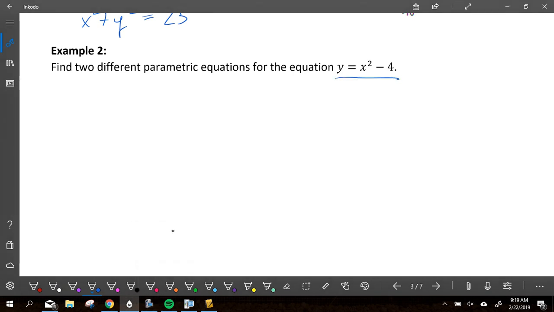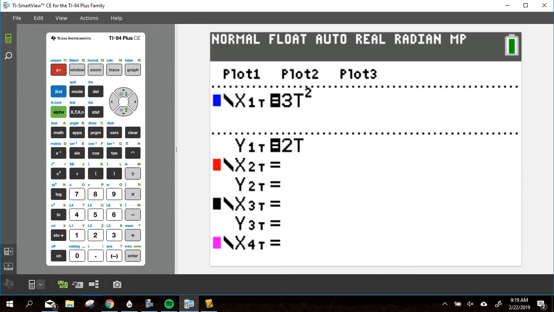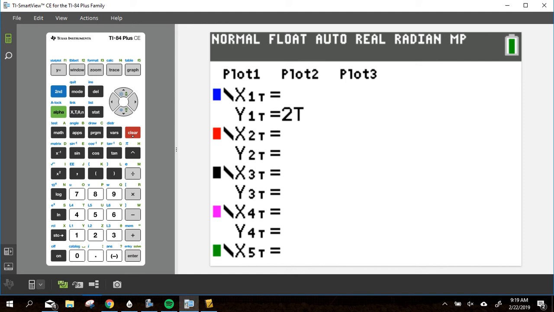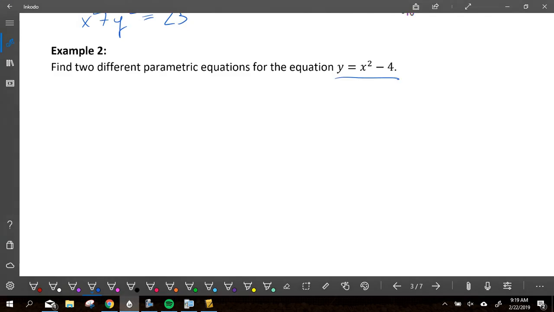So we are trying to write this as two equations, a y equation and an x equation. Again, think about what this looks like in your calculator. X equals something, y equals something. I'm trying to write two equations that are going to give me that picture. It's this shape. It's a parabola that's taking me down 4. I want to do that parametrically.